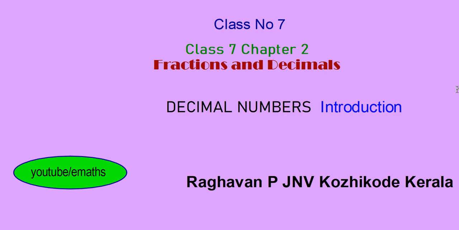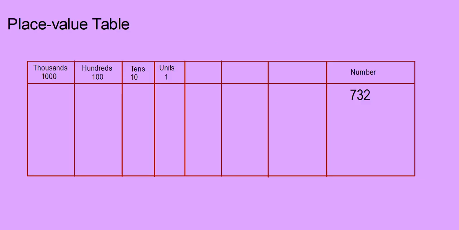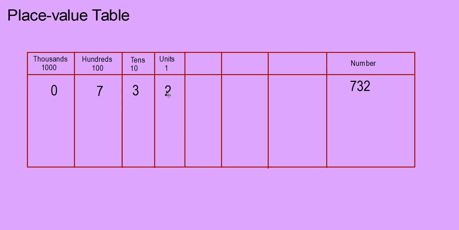Today I am going to discuss decimal numbers, its introduction. You are well known about the place value table. Suppose the number is 732. How will you place this number on this table? 2 in ones place or unit place, 3 in tens place and 7 in hundreds place. And there is no number in thousands, so we can write it as 0.